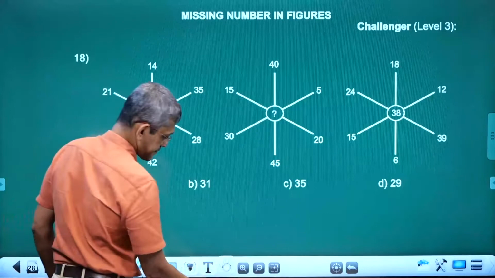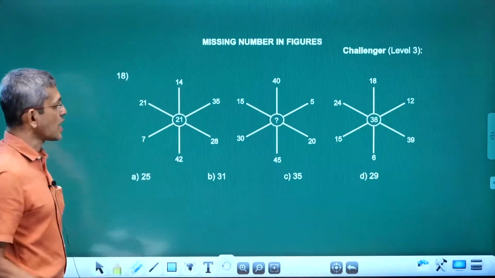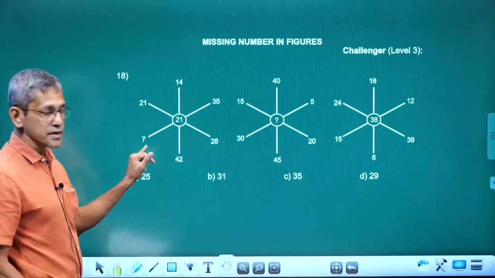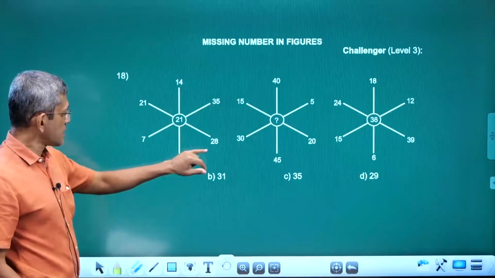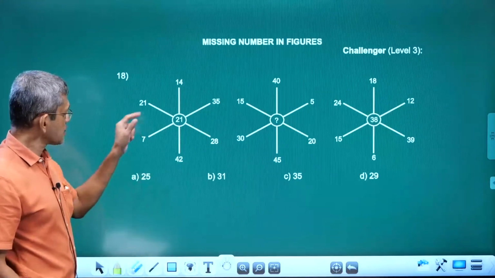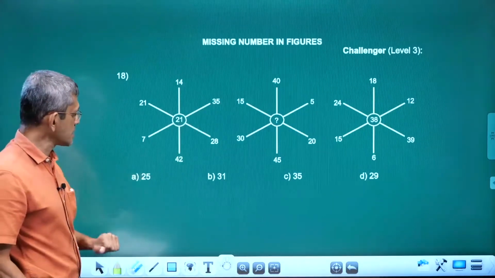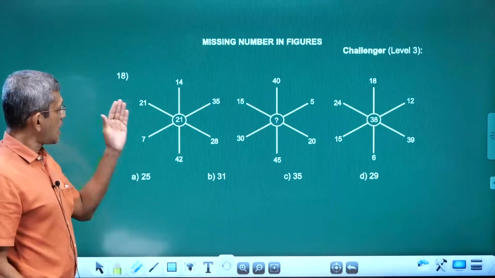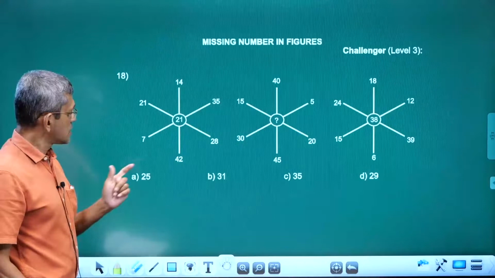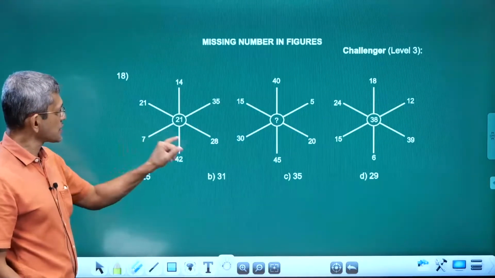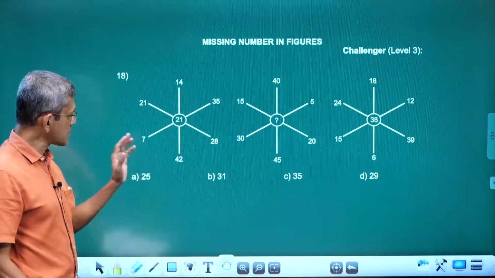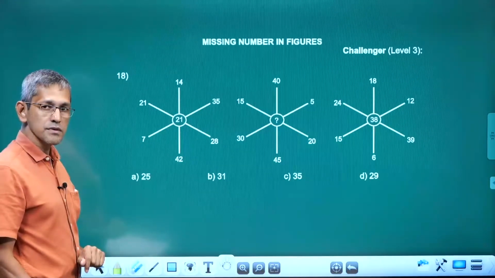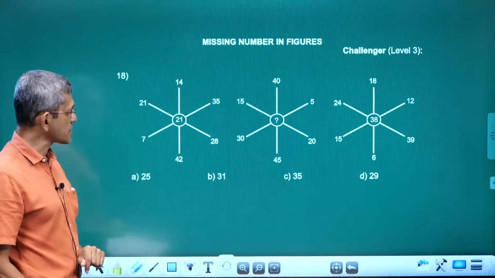Another interesting question we have. See that, 7 is here. We have 7, we have 14, and we have 28 is here. 21 is here. 35 is here. 42. So 7 into 2 is 14. And 7 into 3 is 21. And 7 into 4 is 28. 7 into 5 is 35. And 7 into 6 is 42. So it is pretty much multiples of 7.